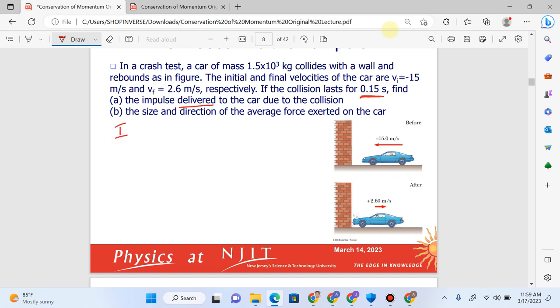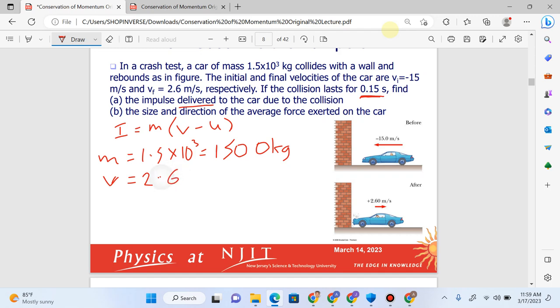What is the formula for impulse? Impulse equals change in momentum. In this question, what's the mass? The mass is 1.5 times 10 to the power 3, and that's the same thing as saying 1,500 kilograms. What is the final velocity? The final velocity is 2.6 meters per second, that's one of the values given to us in the question. And what's the initial velocity? Initial velocity is minus 15 meters per second.